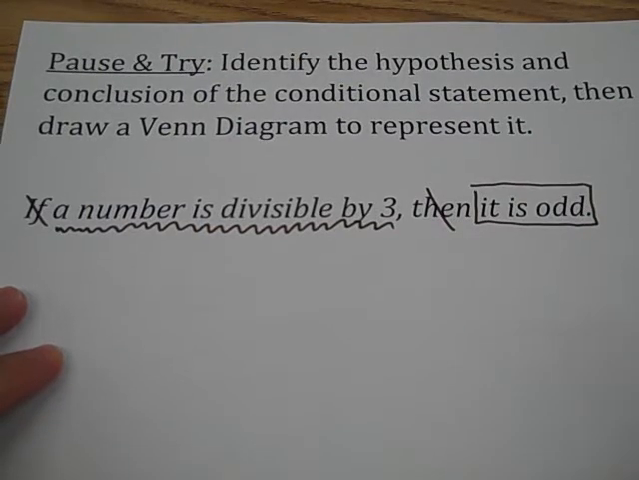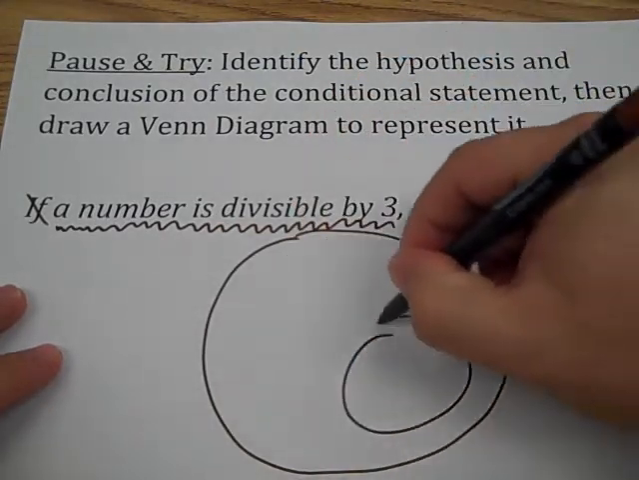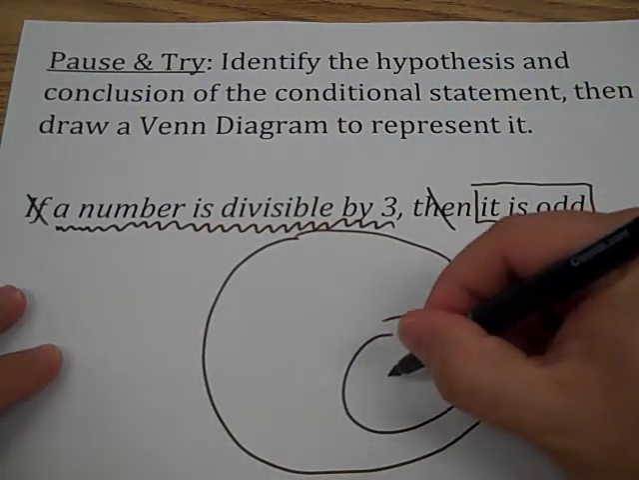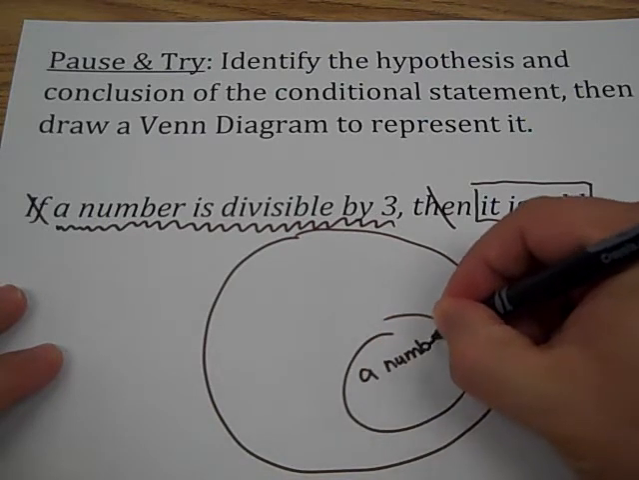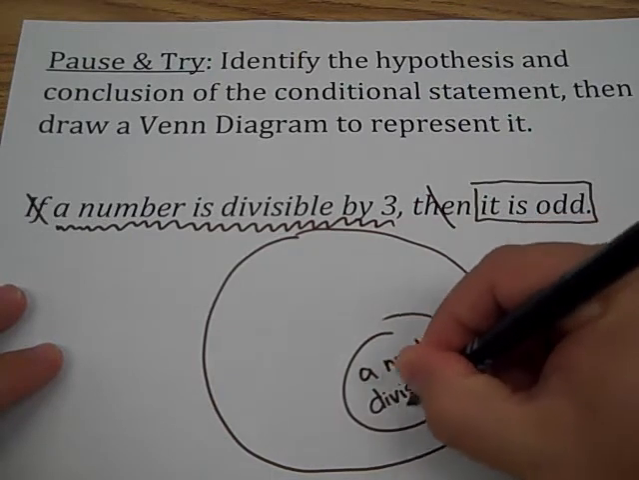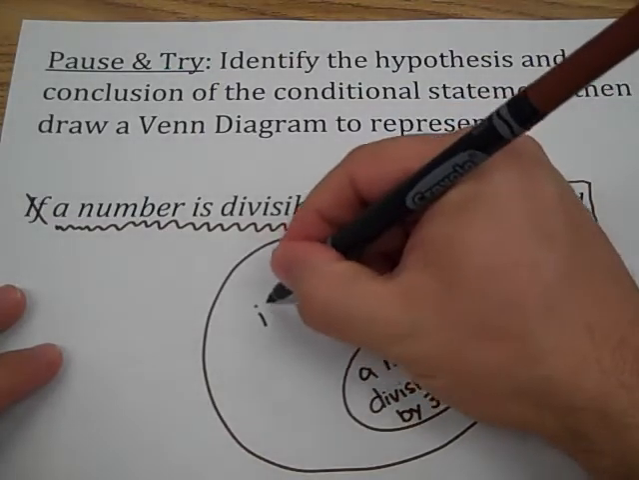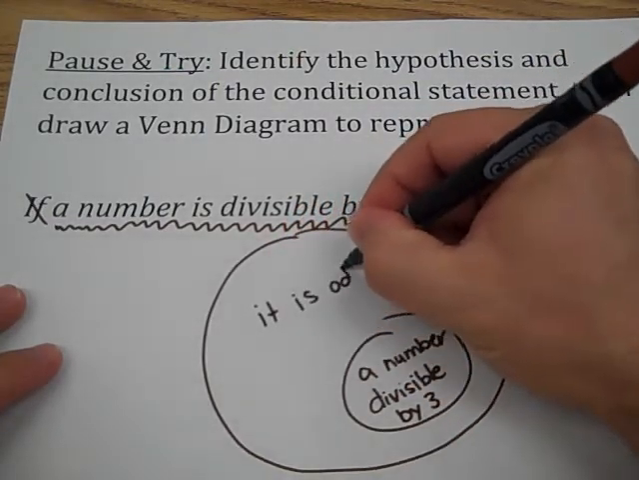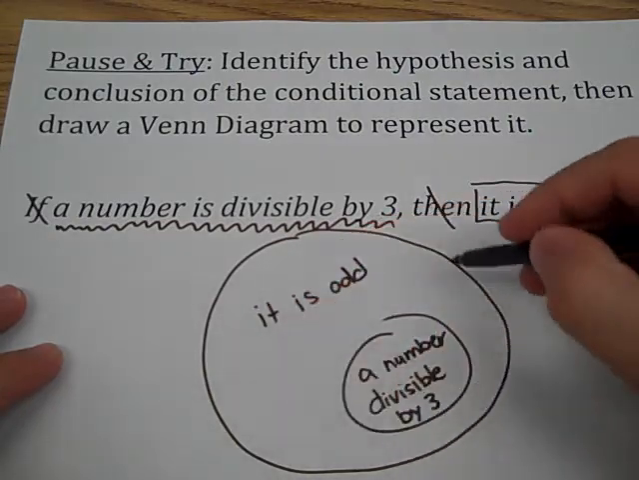My Venn diagram: I have a big circle, a smaller circle, and here's my hypothesis, a number divisible by 3, and in the big one, it is odd. So any number that belongs in this little circle also belongs in the big one.